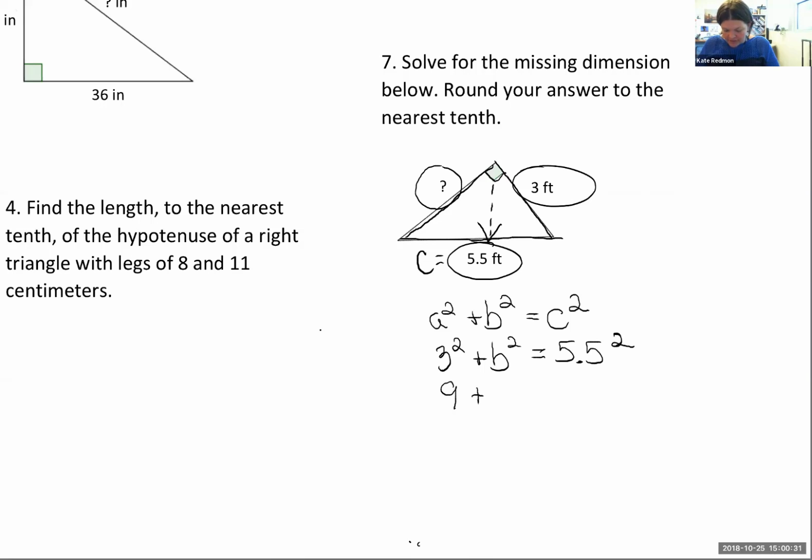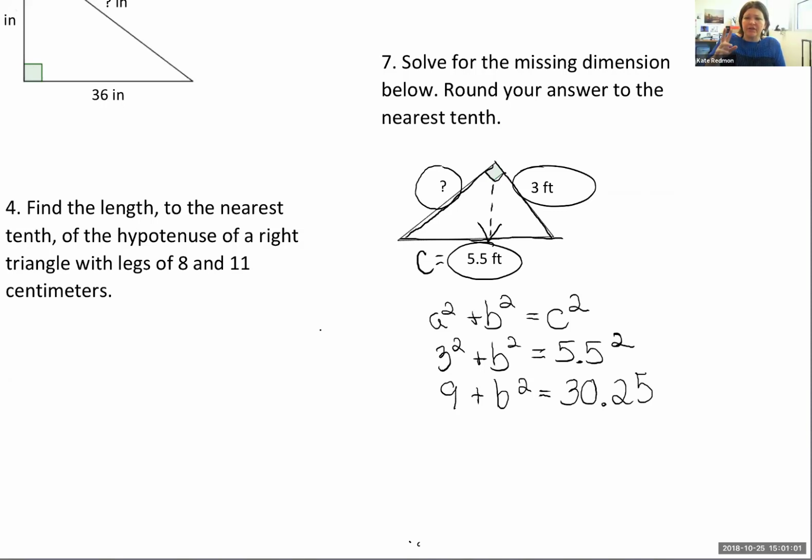Now, I can't add b squared to that because I don't know what b is, but I sure can do the simplifying on the right-hand side, and I'm going to use my TI for that. I'm going to type in 5.5 and the x squared button, and I get 30.25. Do you see any more simplifying that I can do? I don't think so. Yeah, no, you're right. There's no more forwards math, so it's time to start solving. It's time to start the real algebra.